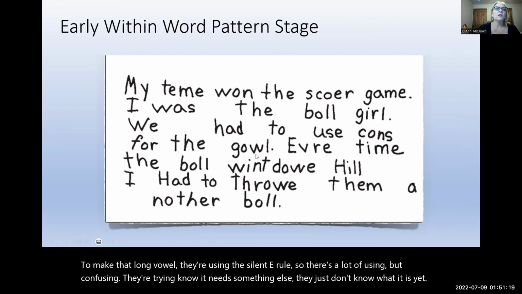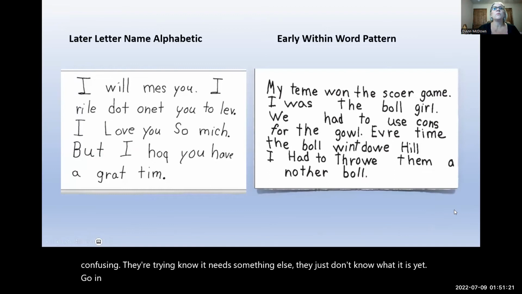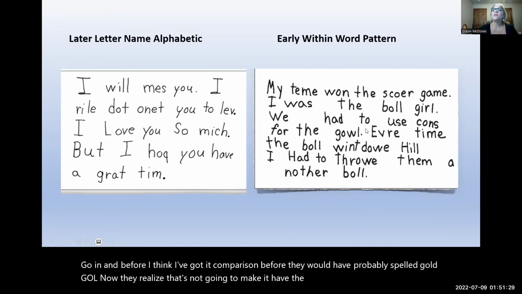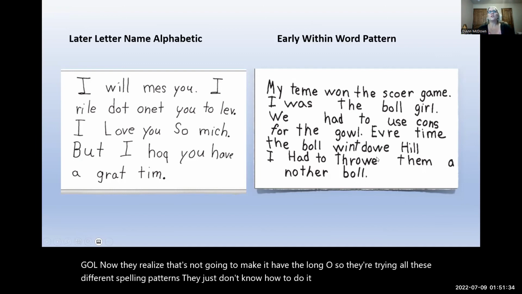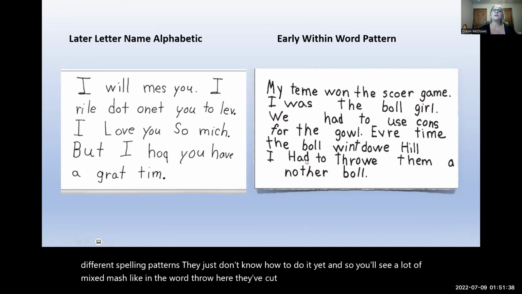Goal. Before, I think I've got a comparison. Yeah. Before, they would have probably spelled goal, G-O-L. Now they realize that's not going to make it have the long O, so they're trying all these different spelling patterns. They just don't know how to do it yet. And so you'll see a lot of mishmash, like in the word throw here. They've put the O-W plus the silent E.